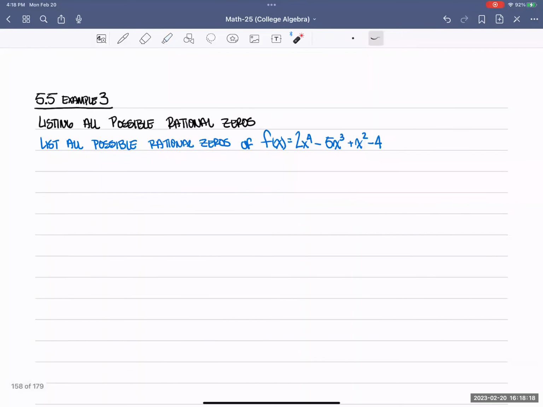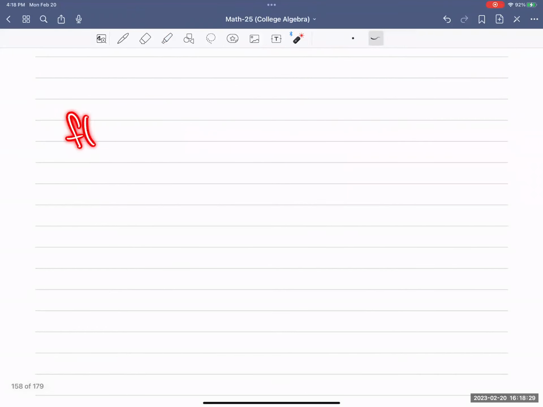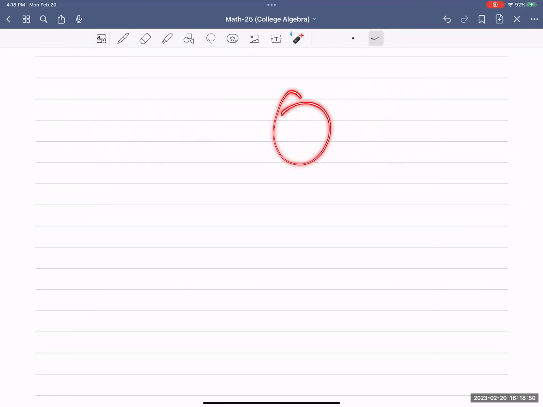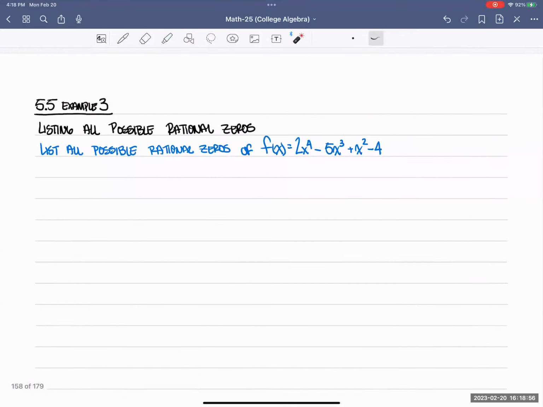Over here, we have no starting point whatsoever. So we have to think strategically. So let's look at what we normally do for quadratics. So we have f of x, we'll say 2x squared minus 5x plus 3. So something that looks like this, we normally look at 2 times 3, that would be 6. So two numbers that multiply to 6 that add to -5. So what we're looking at is factors of that last number and also factors of that first number.